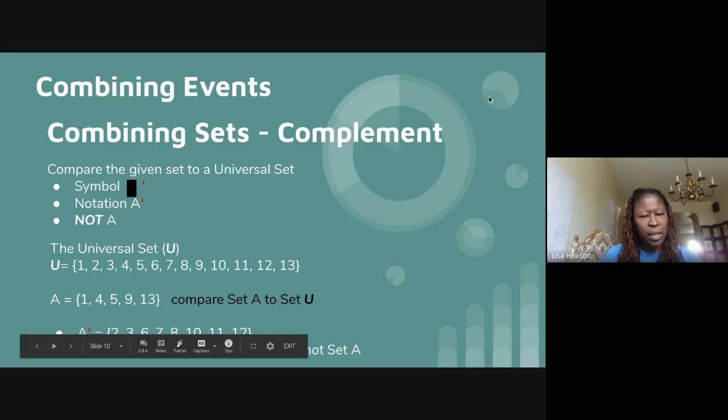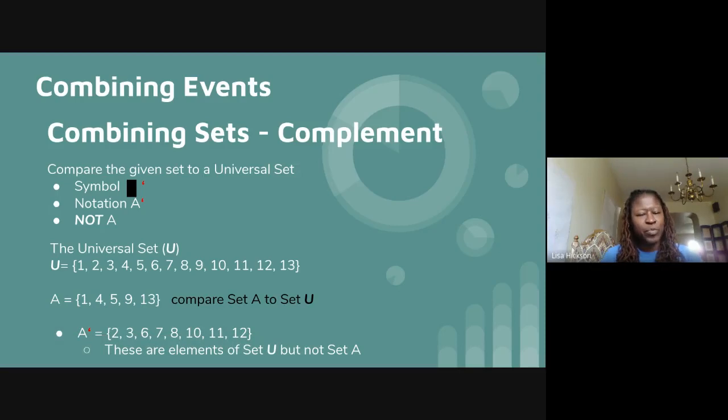Let me move that out the way. Okay, so these numbers are not in set A. They are elements of set U, which is the universal set, the set we're comparing, but they are not in our set. Okay, so again, complements means what is in the universal set that is not in our particular set.